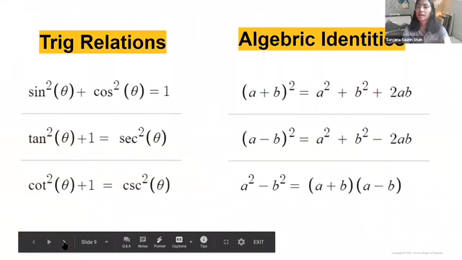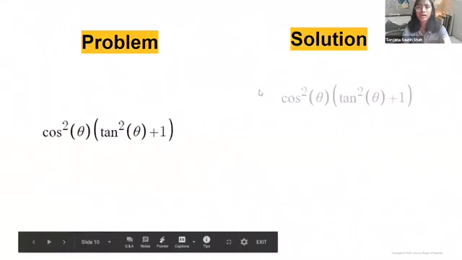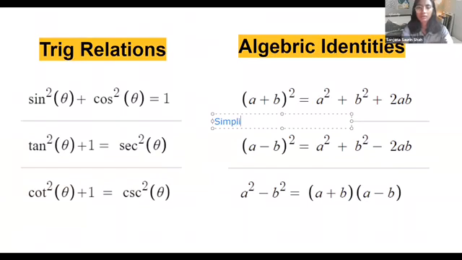So as I talked about the algebraic identities, if the question goes as simplify (a² − b²) divided by (a − b), I could write it in a different way as (a − b)(a + b), the entire thing, divided by (a − b).